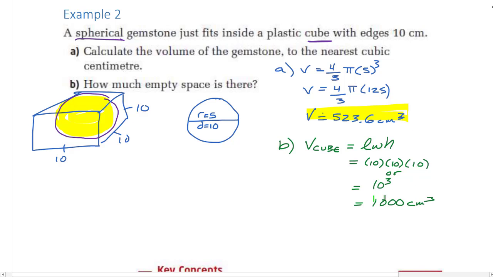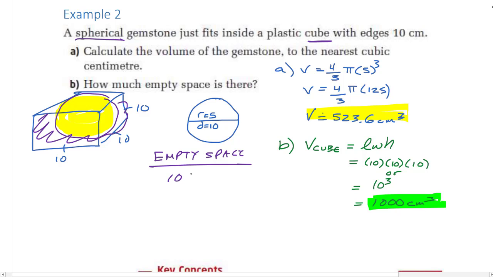So the cube takes up 1,000 centimeters cubed. The sphere only takes up 523.6 centimeters cubed. So all we have to do to find the empty space is subtract them. That's it. And that'll be the leftover space in all this space around here. So what's 1,000 minus 523.6? That's an approximate number, that 523.6. So we're going to get approximately 476.4 centimeters cubed. So there's our final answer there.